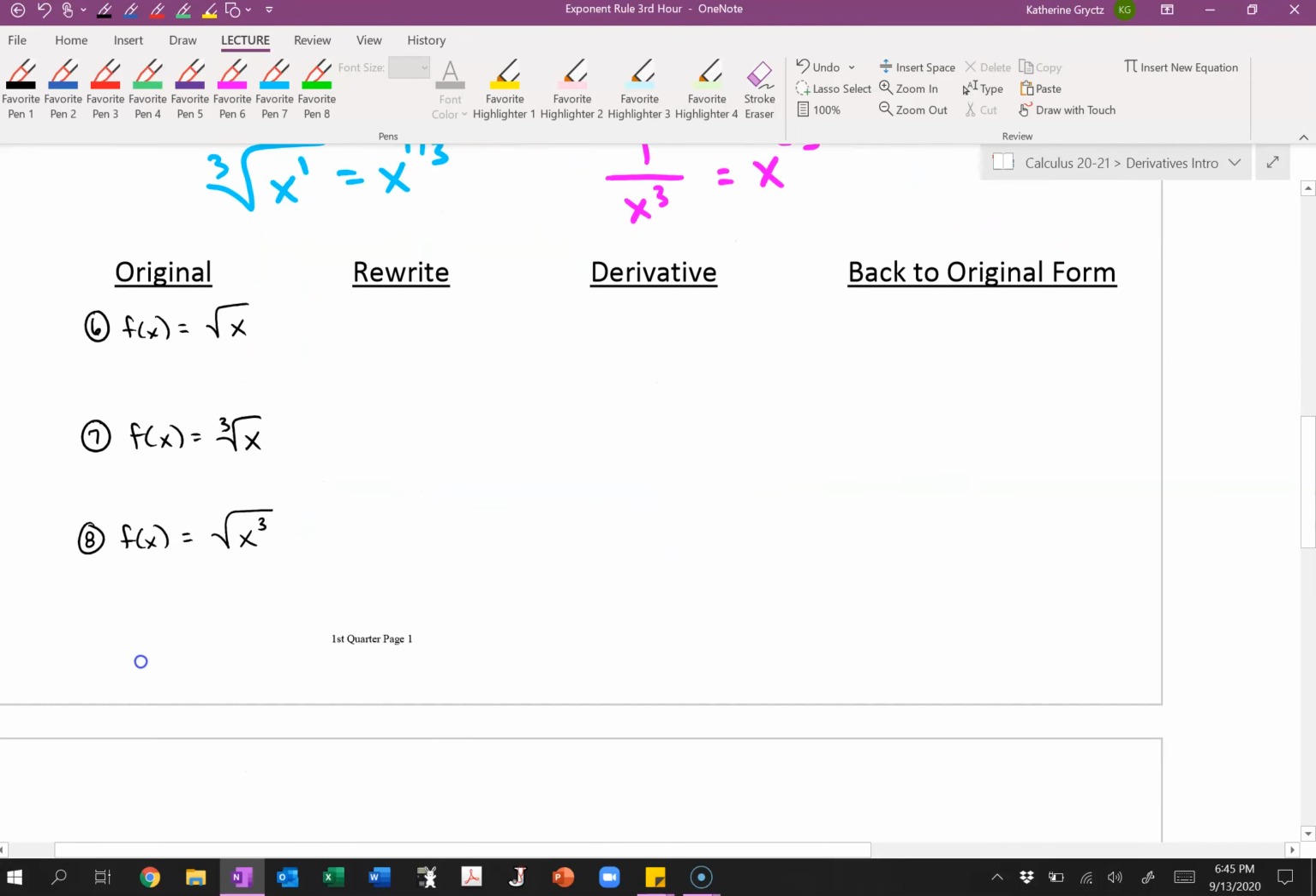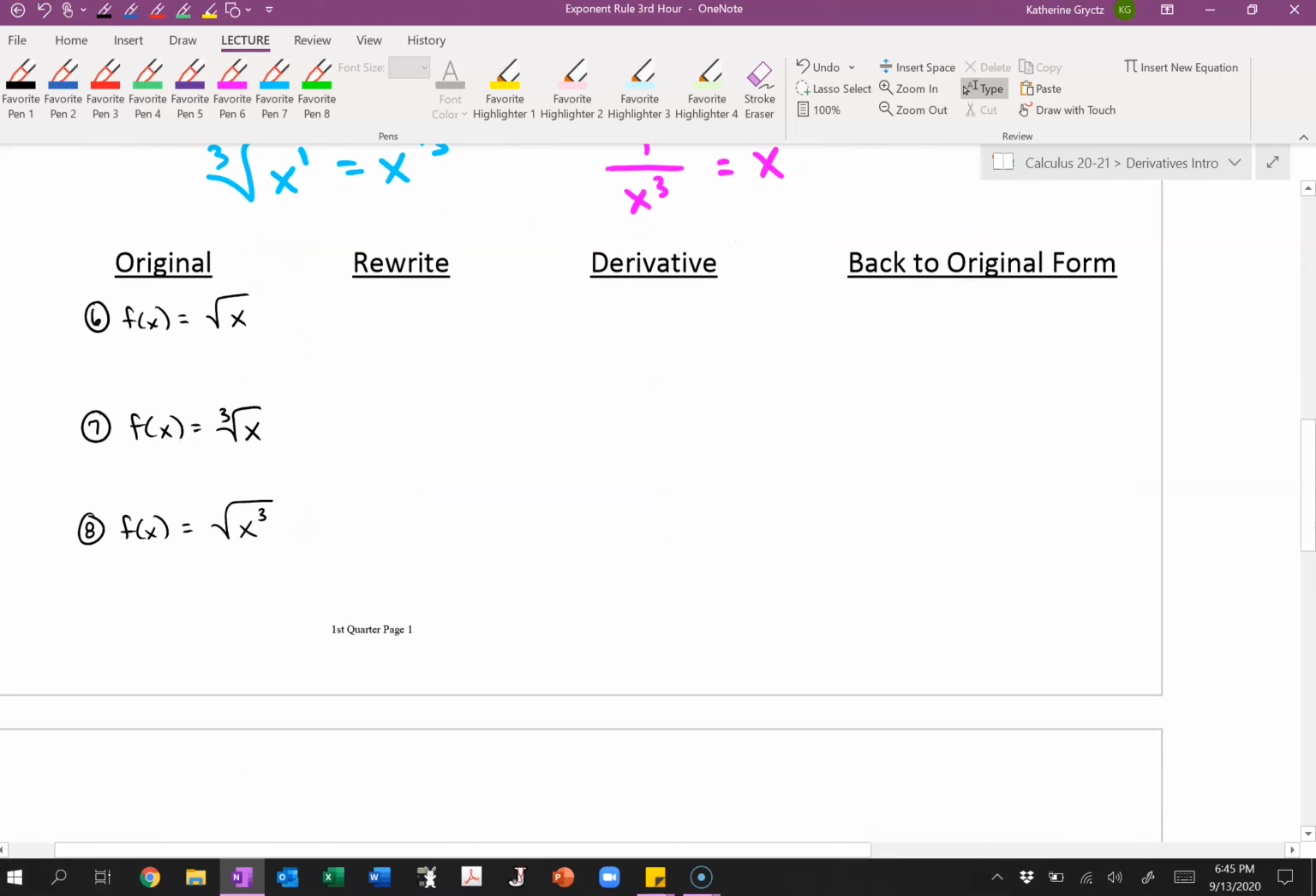Okay, so we're going to work on several of these. And before you can take a derivative using that rule, they have to look like that form. And so for each of these, what we're going to do is rewrite them so that they look like that form. Then we're going to take the derivative. But something that you're going to have to do is be able to put them back in the original form.